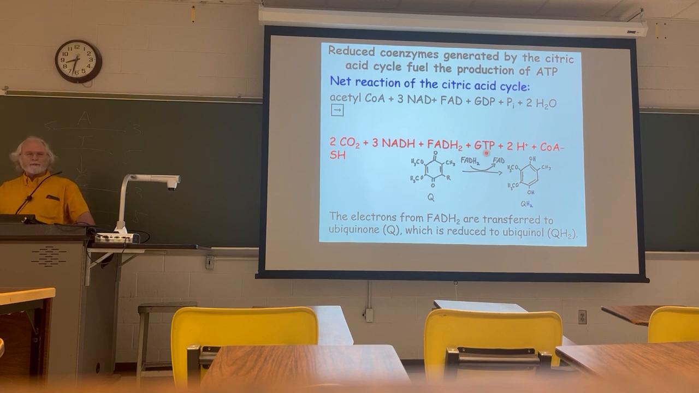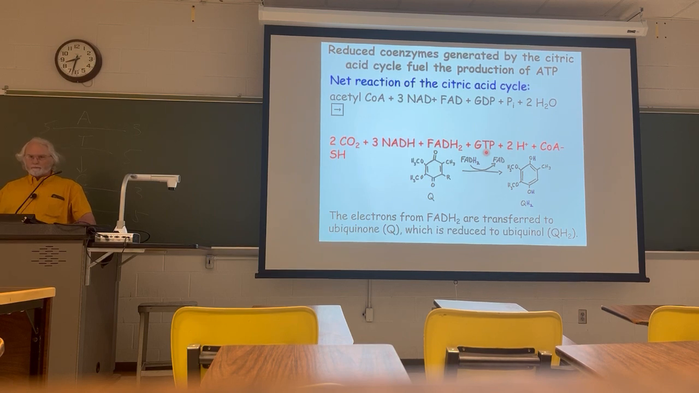So we're going to talk today about what happens to those electrons transferred from acetyl-CoA to the reduced cofactors and how they're used to start to produce ATP.